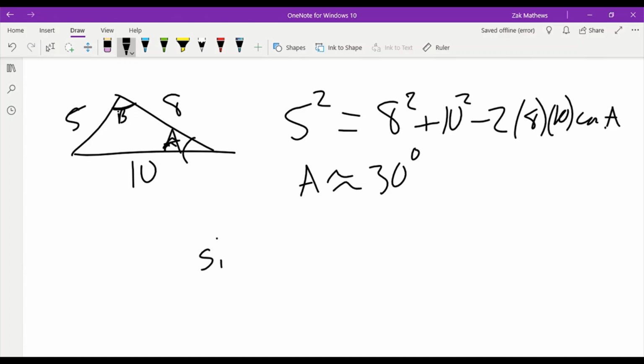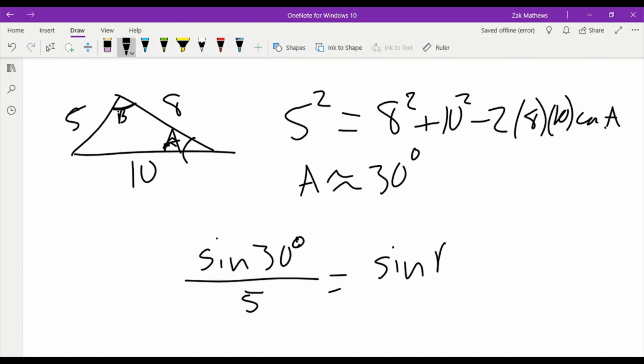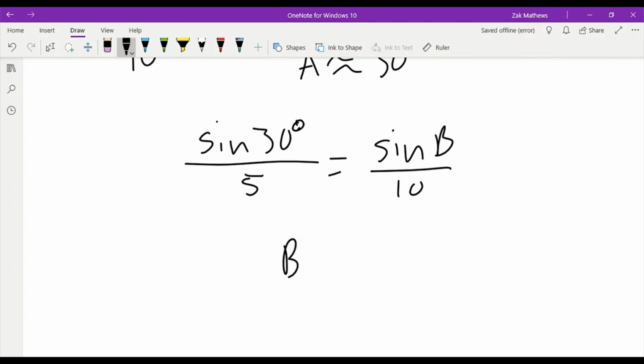So I'll have sine of the 30 over the known opposite side of 5 equals the sine of B over the 10. And so we'd solve all of this, and the B that we'd find should be approximately 82 degrees. Again, ballparking, I have to round a little bit there. That's not what B should be.